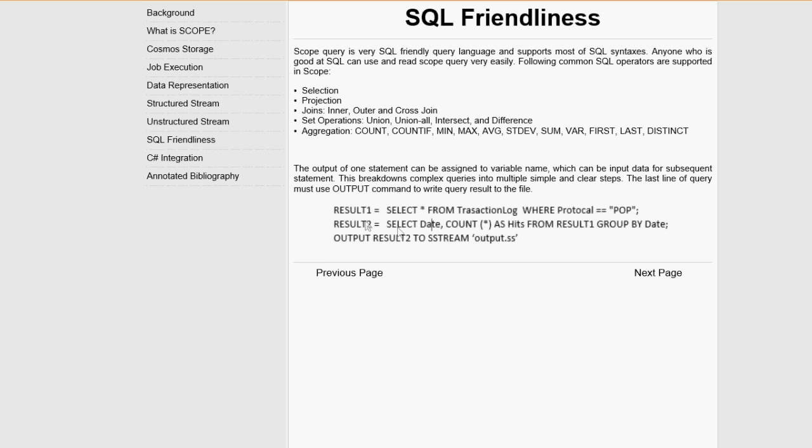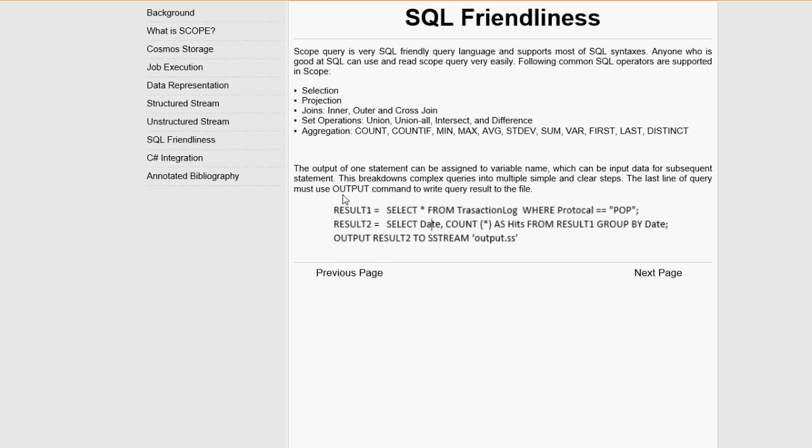And the one different thing from other relational SQL statements is that the output of one statement can be assigned to a variable, like here. This is select, and it is assigned to result one. And result one is used in the second statement, like here: select date, count all from result one group by date. This makes complex queries breakable into simple multiple statements.